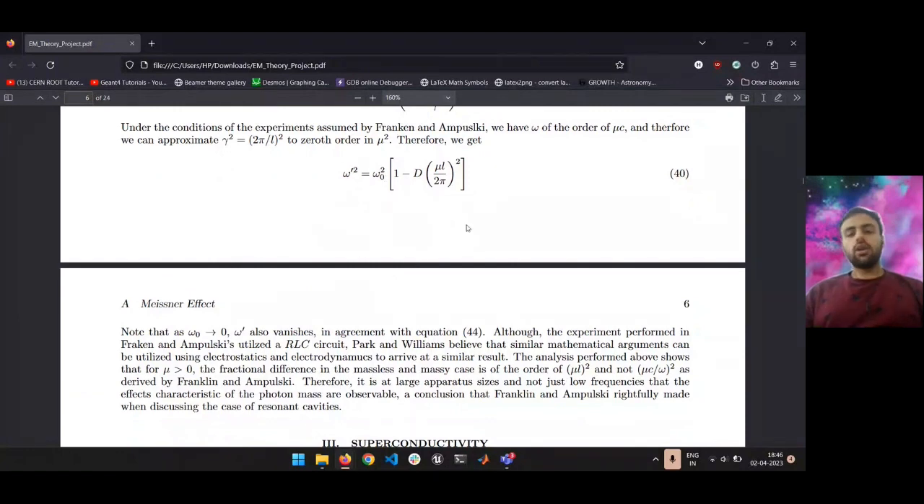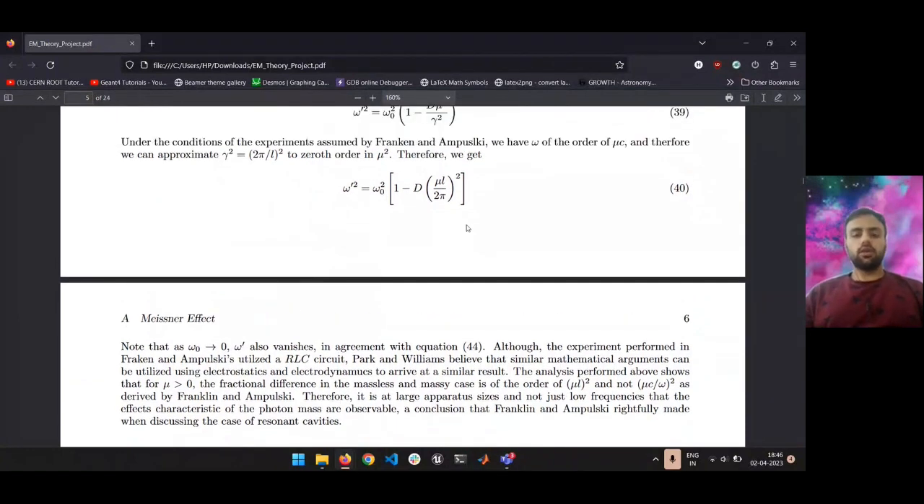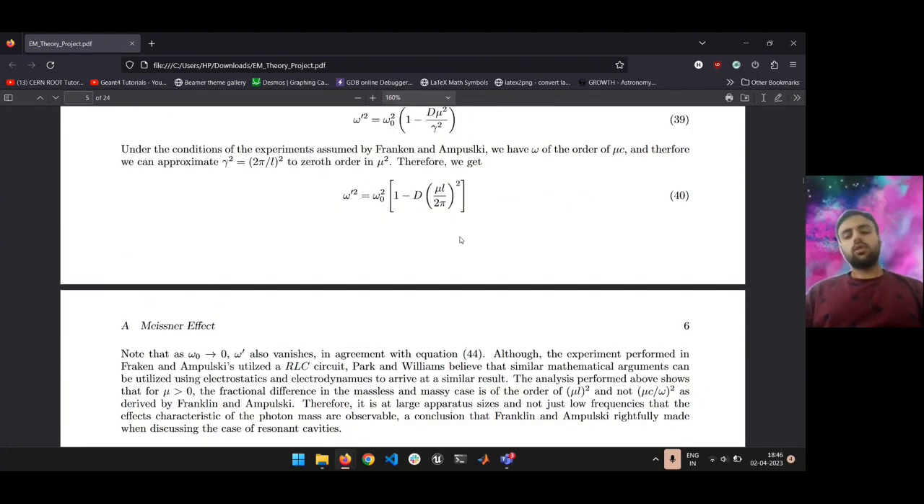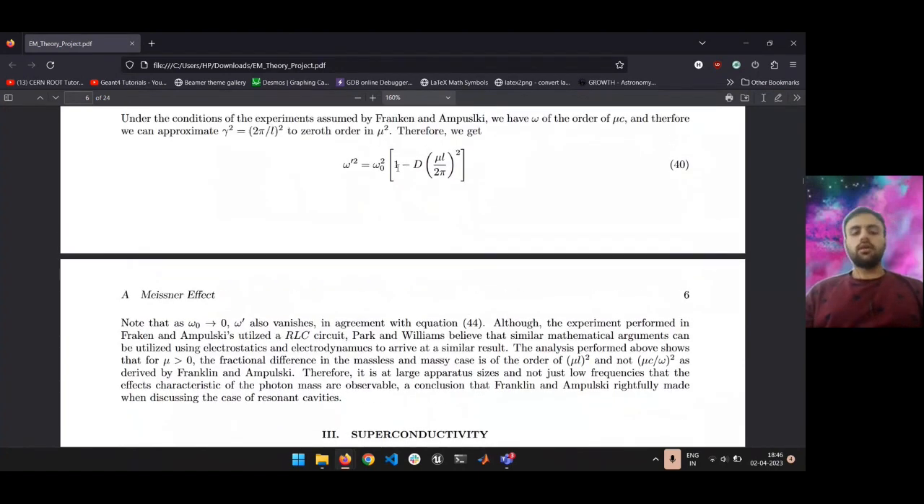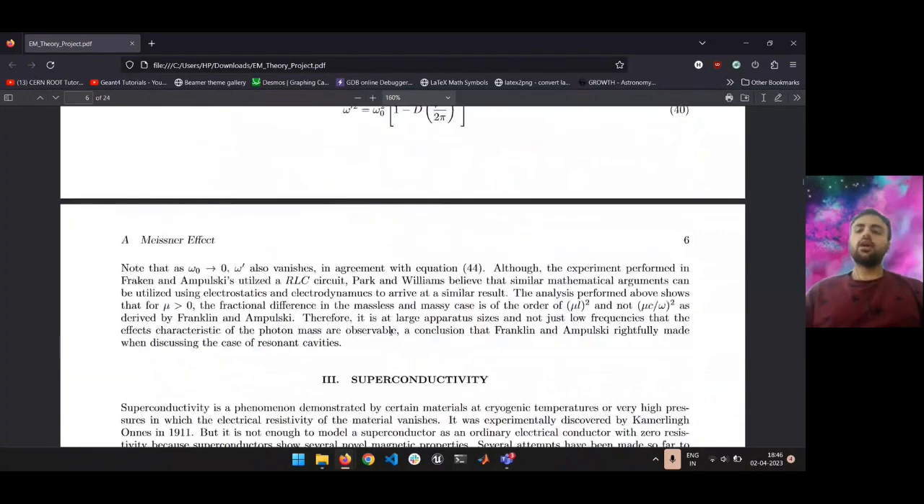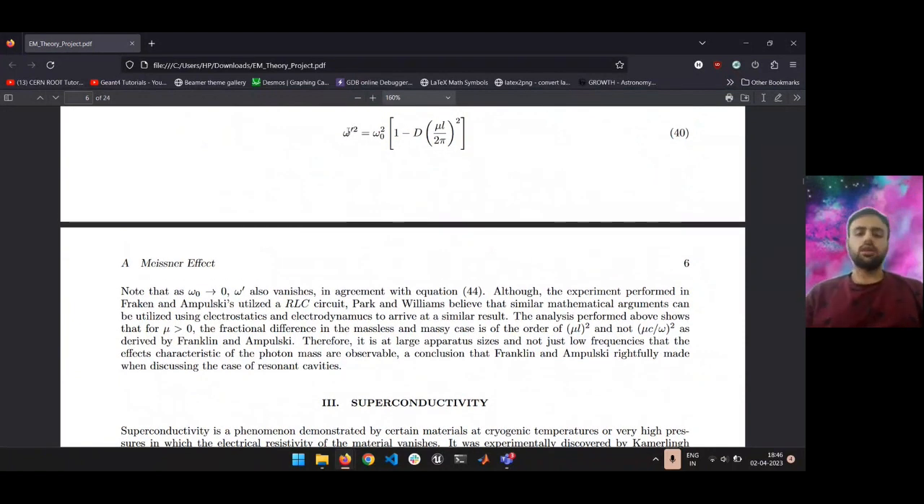To even do that, we'll have to consider cavities, or in this case the TWT resonator, which is very, very large. Since the fractional difference is of the order of mu square, we'll have to figure out some way to get very, very large L's. Park and Williams also say that although the math they have done is for the case of a TWT loop, which is different from an RLC circuit, similar analysis can be done for that case, and the results should also not be very different, which also seems logically true.